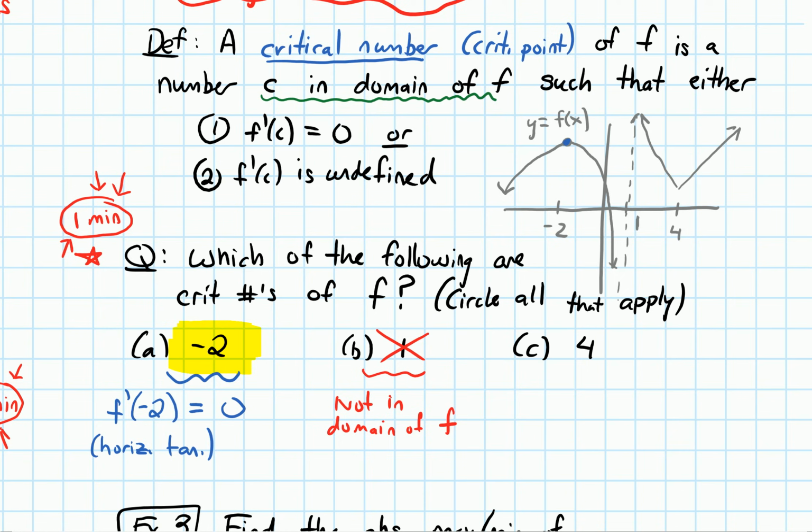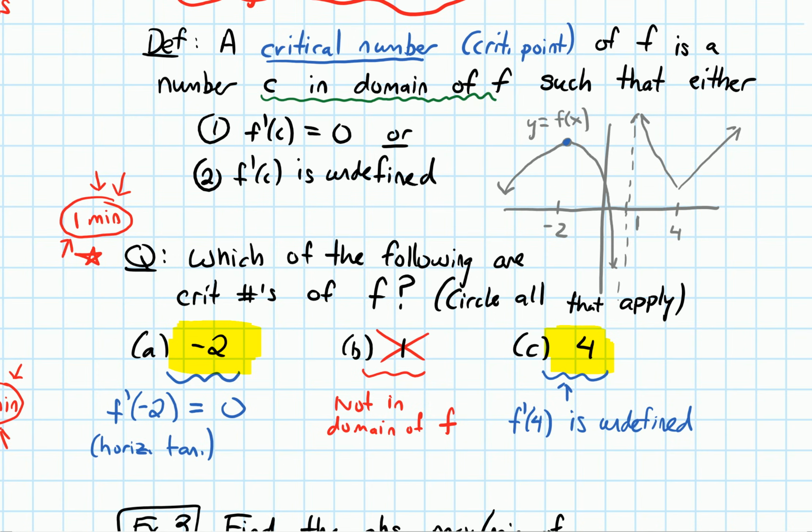Okay. And then finally c. So c is when x equals 4. And that is a critical number, or a critical point. The reason is, when x equals 4, first off, it is in the domain. There is a point there. But when we take the derivative, this is undefined because we have a sharp corner here. There's no consistent way to draw the tangent line at a sharp corner. So that makes our derivative undefined.